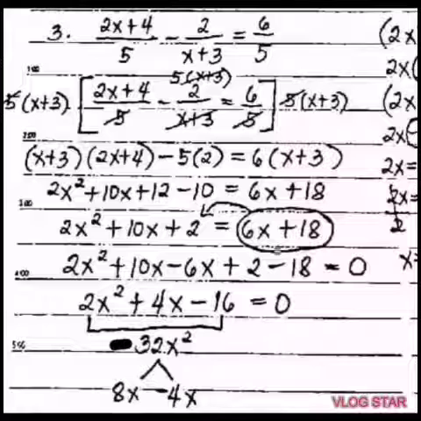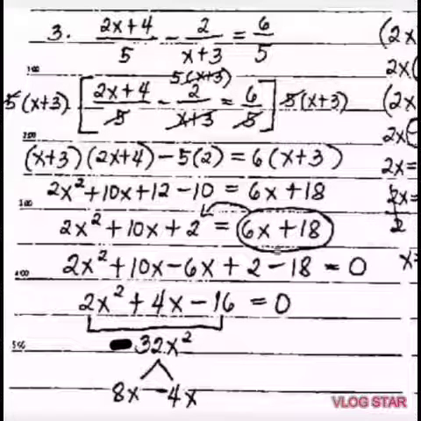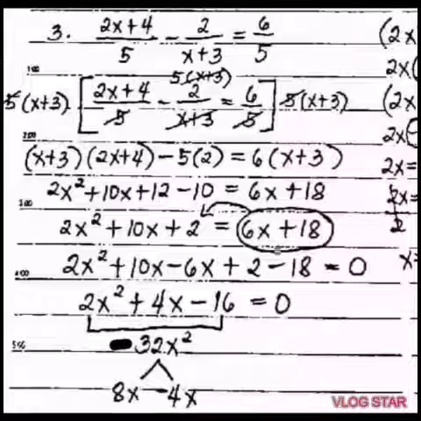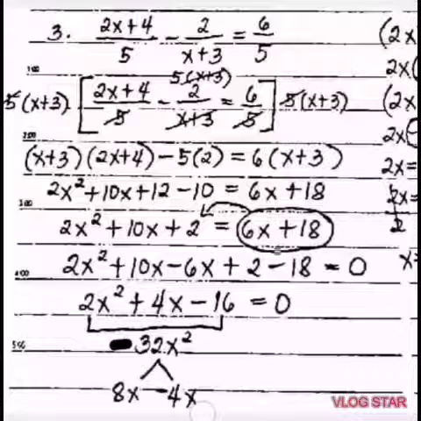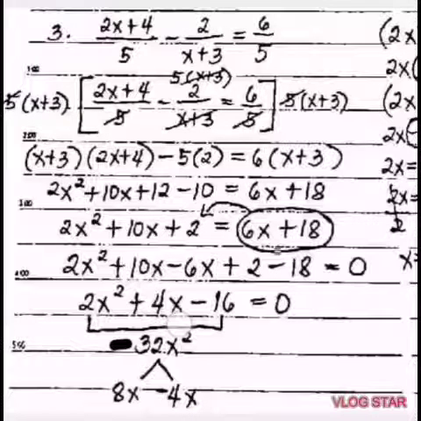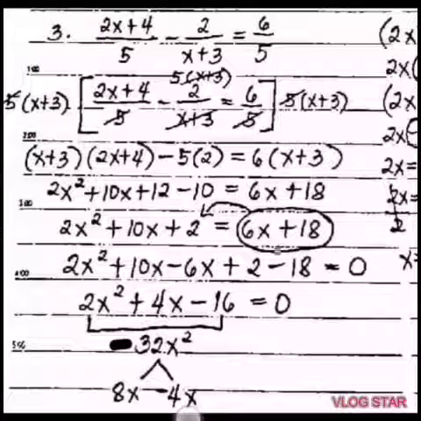Okay, now what are the factors of negative 32x squared that will give you negative 32 if you're going to multiply, and then if you're going to add, you will get positive 4x? So they are 8x and negative 4x. So 8x times negative 4x is negative 32x squared. 8x plus negative 4x is positive 4x. So these are now the factors.